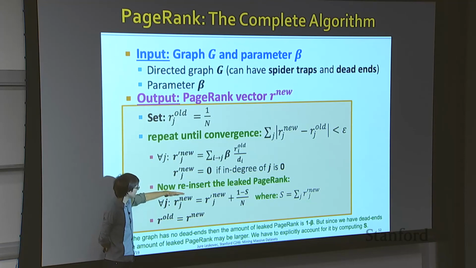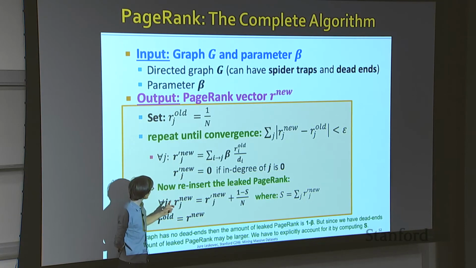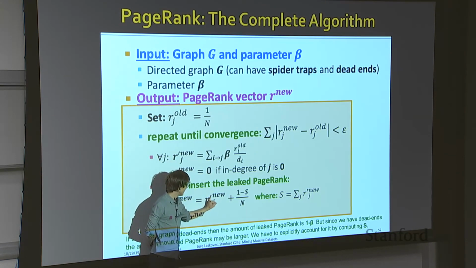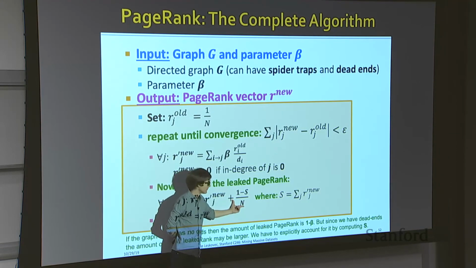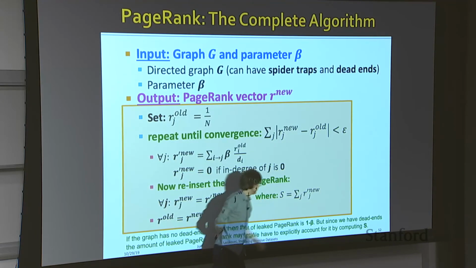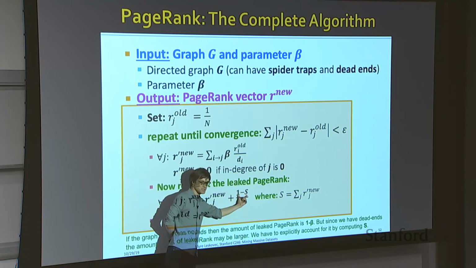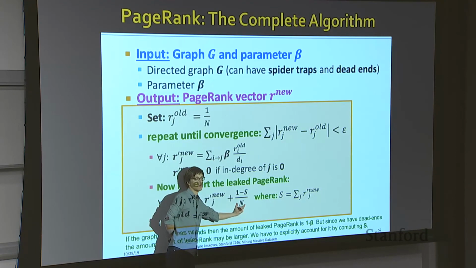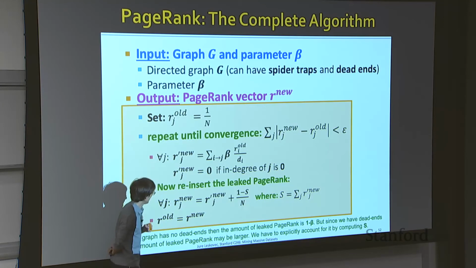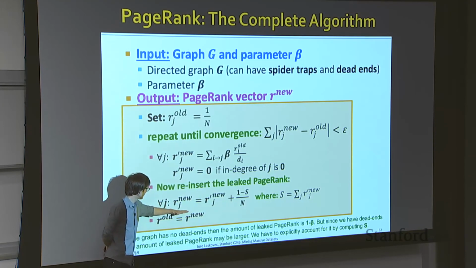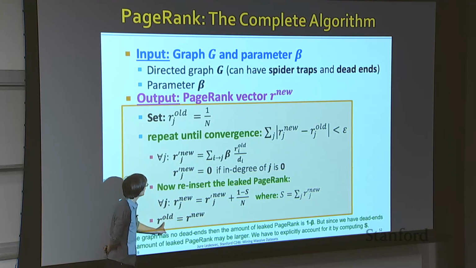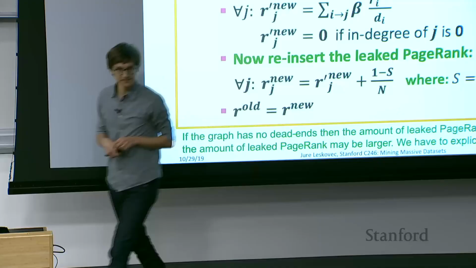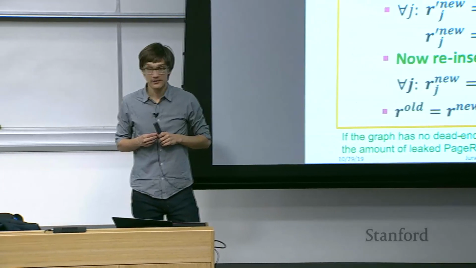Now, I have to reinsert the leaked PageRank. The way I do that is to see what this R new dash sums up to, and whatever it does not sum up to, I add to every term. So S is the sum of the R dash new, and this is how much is missing to get to 1, and each node gets one share of that. This is inserting the leaked PageRank. And now the R old becomes R new, and I can go back and redo it.